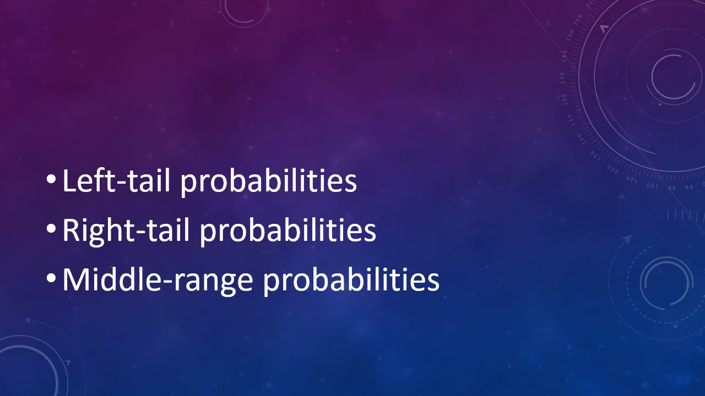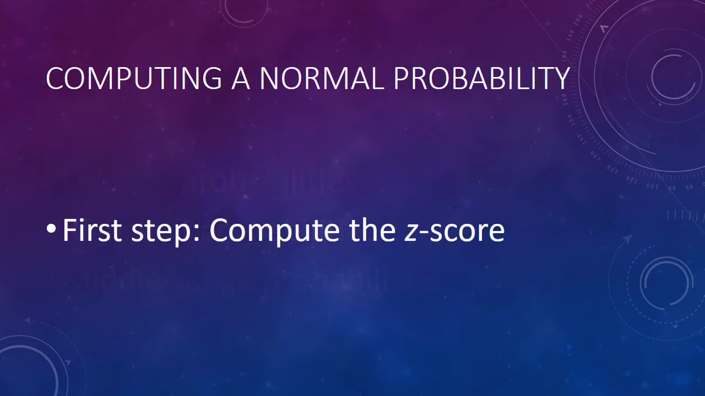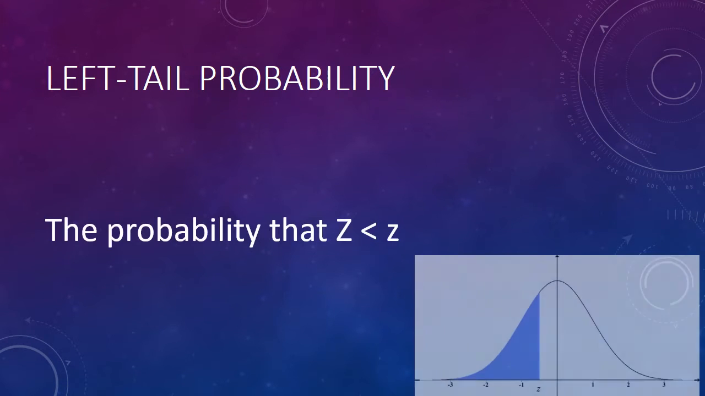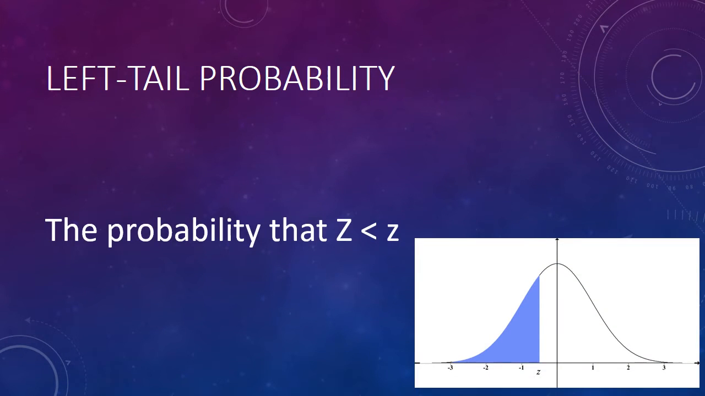Since we'll be looking up the probabilities from the standard normal distribution, the first step in finding a normal distribution probability is always to compute the z-score. You have to do this first before you proceed. Let's first look at how to find a left-tail probability. This is the probability that some normally distributed random variable z is less than some specific value, little z. It's this region here on the left, the probabilities of all of the possible values that are less than z.